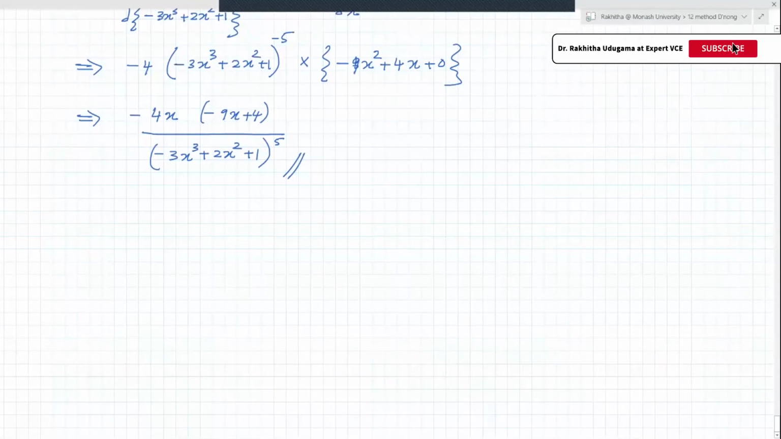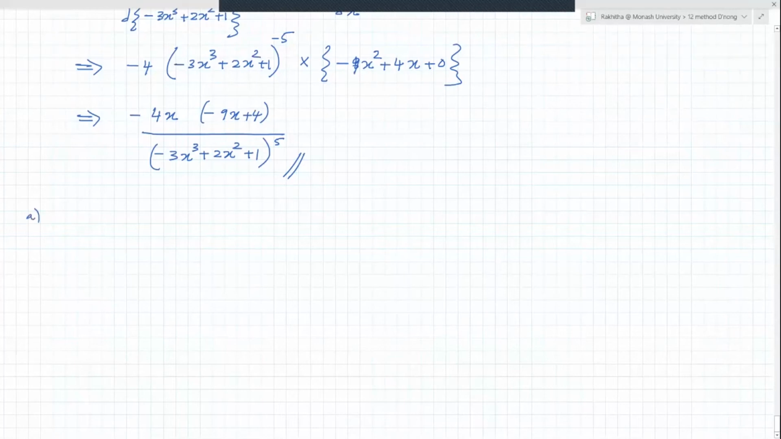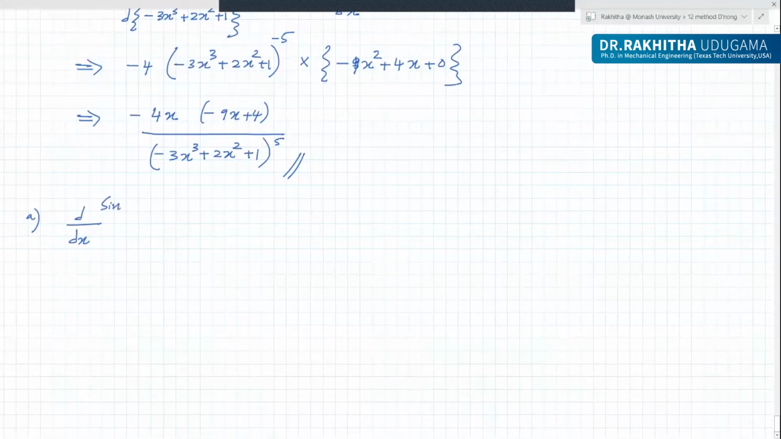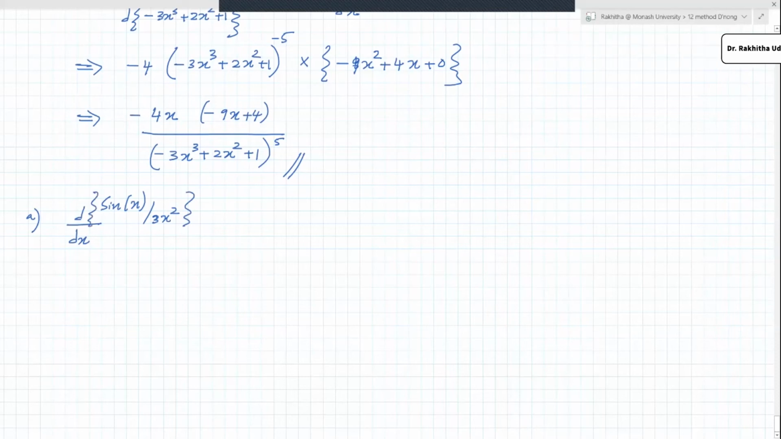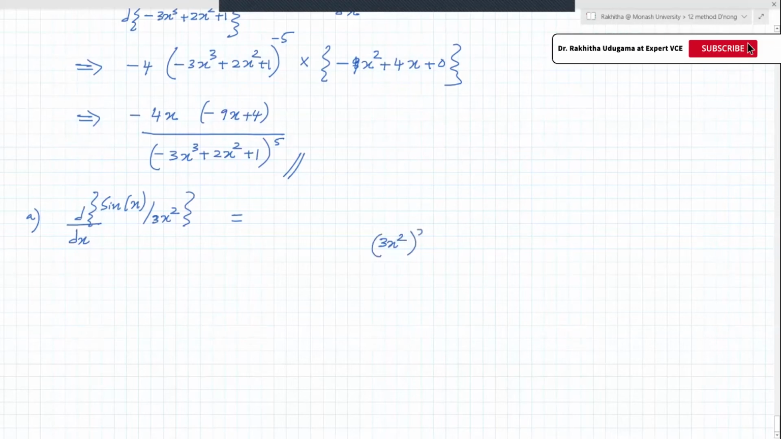So you get that question, right? I would say question number A. d dx of sin x divided by, what was the denominator? 3x squared. Okay, 3x squared. So now how do you do this? This is a division, right? First, you have to see that. Then I will do the division rule: 3x squared, square of it.